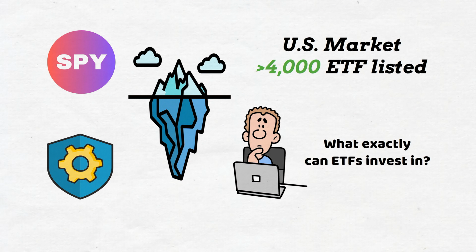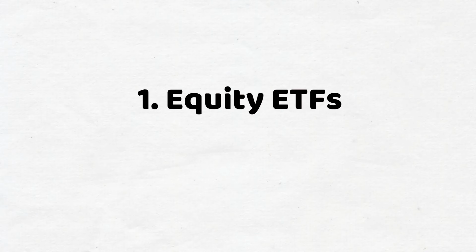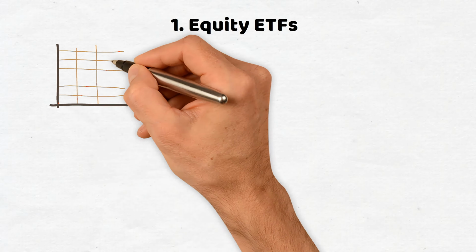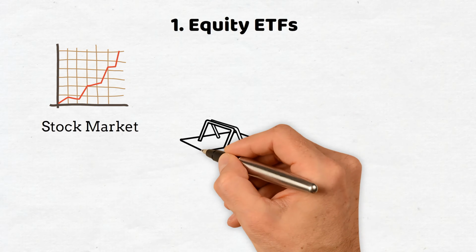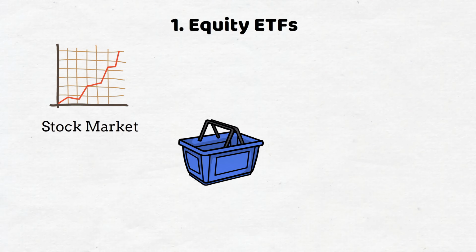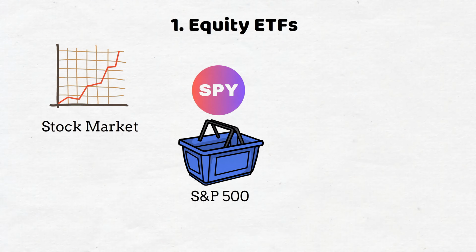In today's video, we'll explore the world of ETFs by asset class and help you build a solid foundation for a long-term portfolio. Let's start with the most common and arguably most essential type, equity ETFs. These are designed to give you exposure to the stock market. When you invest in an equity ETF, you're basically buying a basket of company shares all at once. For example, buying SPY means you're investing across 500 of the largest companies in the US.